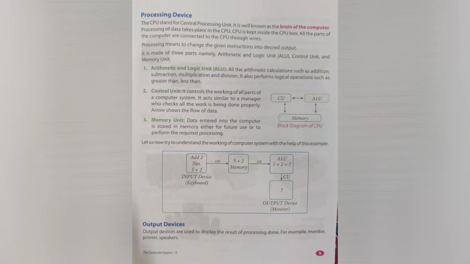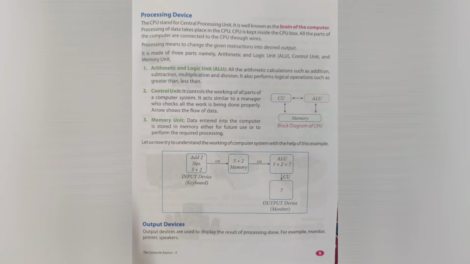Processing device. The CPU stands for Central Processing Unit, which means the CPU is the main processing unit. It is well known as the brain of the computer. All the processing of data takes place in the CPU.